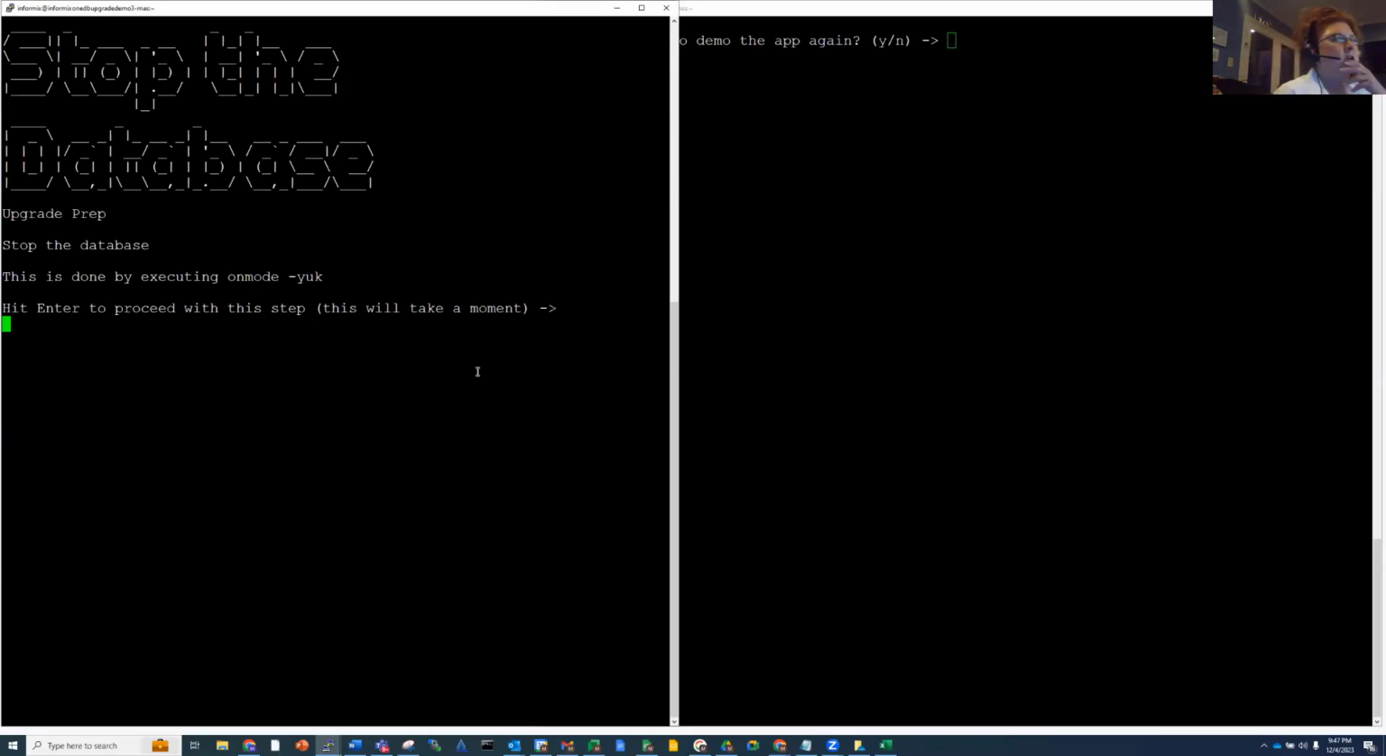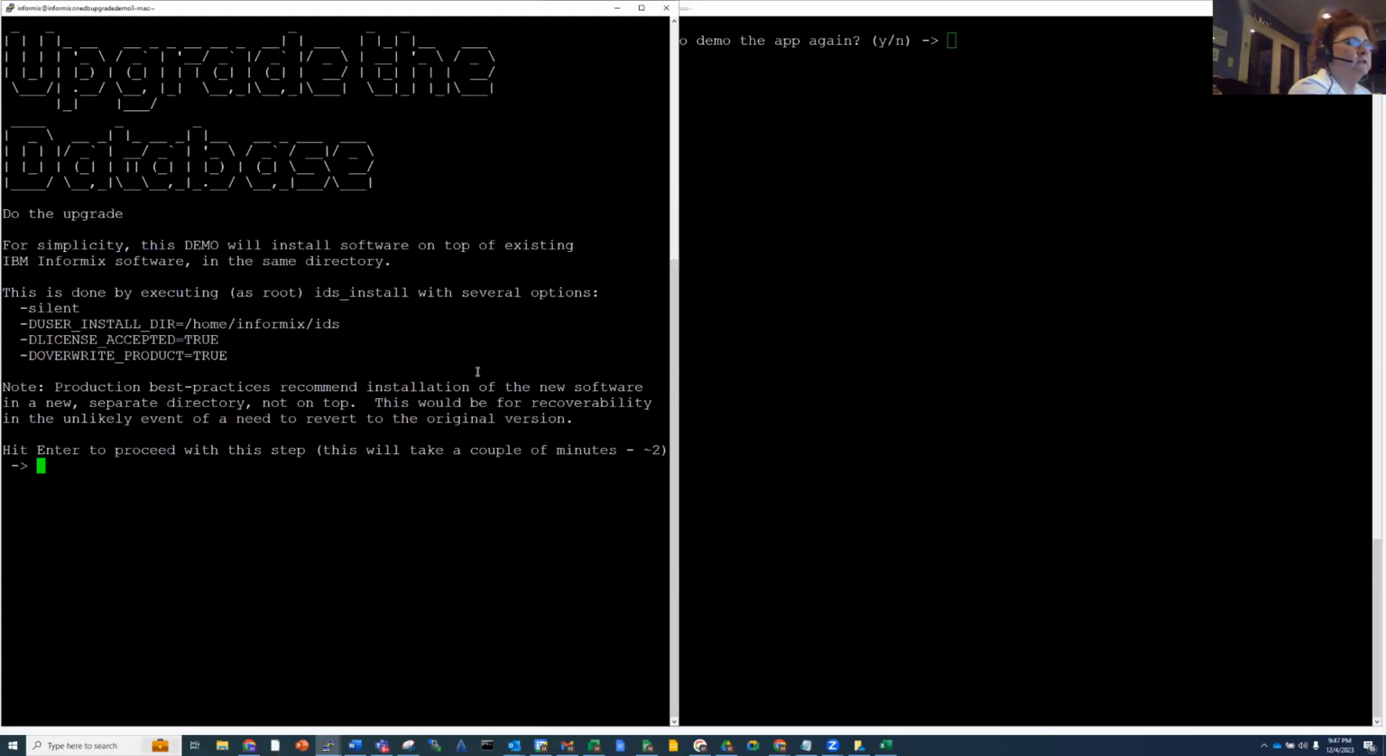So upgrading to HCL Informix uses the exact same tooling that all of your upgrades with Informix have used since you've been using it. It's the same kind of steps, so you can easily do this yourself. What I'm going to do here, let me start this and I'll talk about it. I'm going to upgrade the database to HCL Informix. I'm doing a silent install here. I'm using IDS install with these options here.